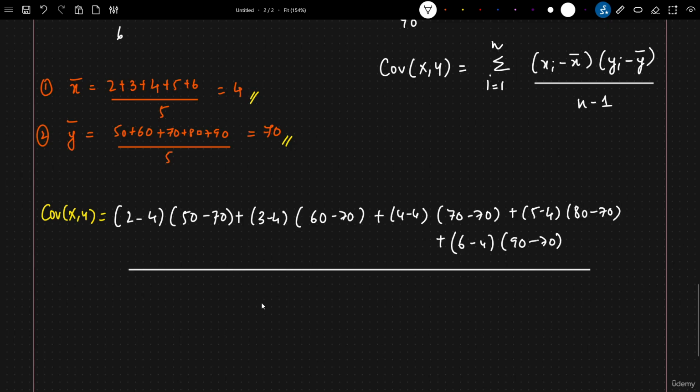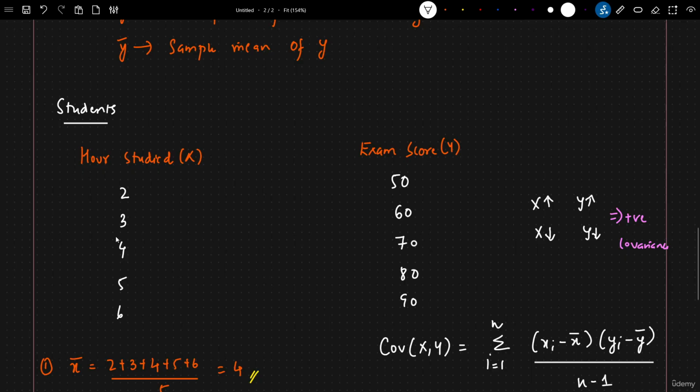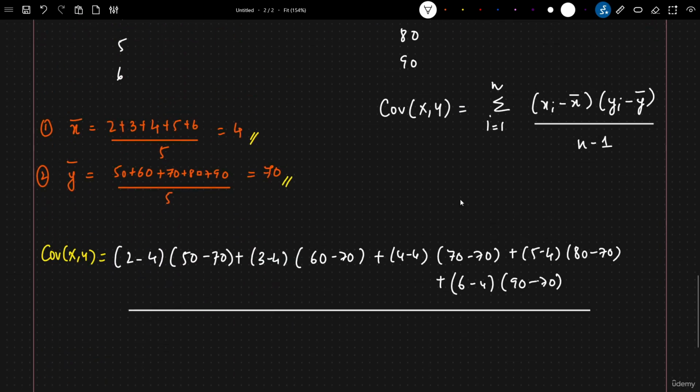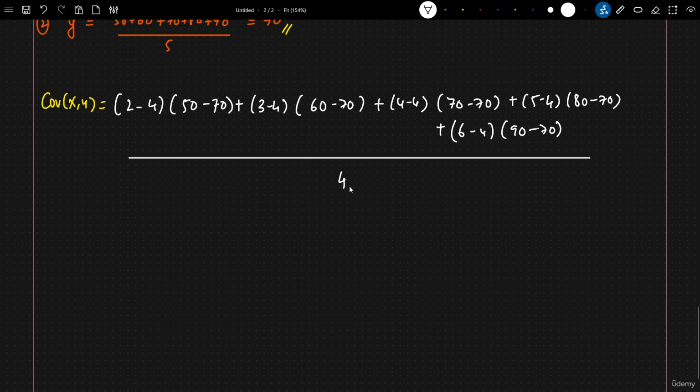What is n? If you see, it's 1, 2, 3, 4, 5. So n is 5, and n minus 1 is 4. So we'll calculate this with 4. Just do the calculation. I think I've done the calculation. It will be somewhere around 20. Just let me know in the comment section whether the calculation is right or not, but I think this should be the right answer.